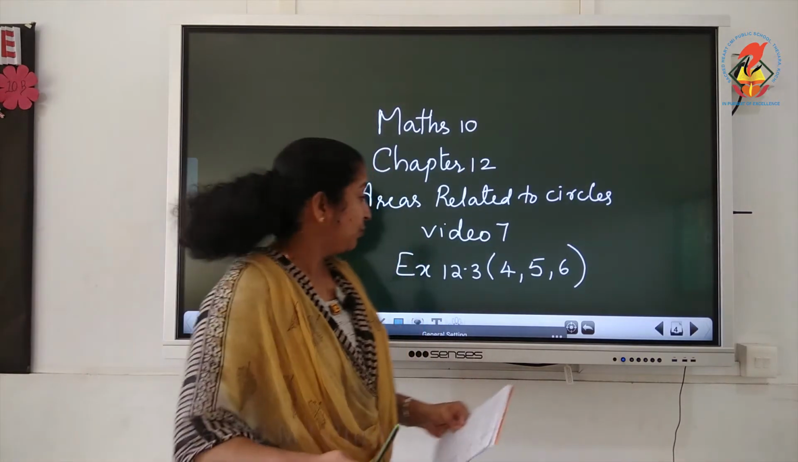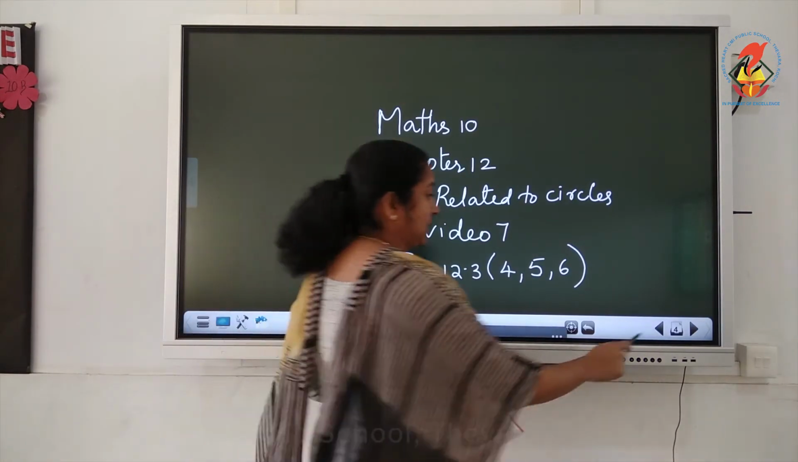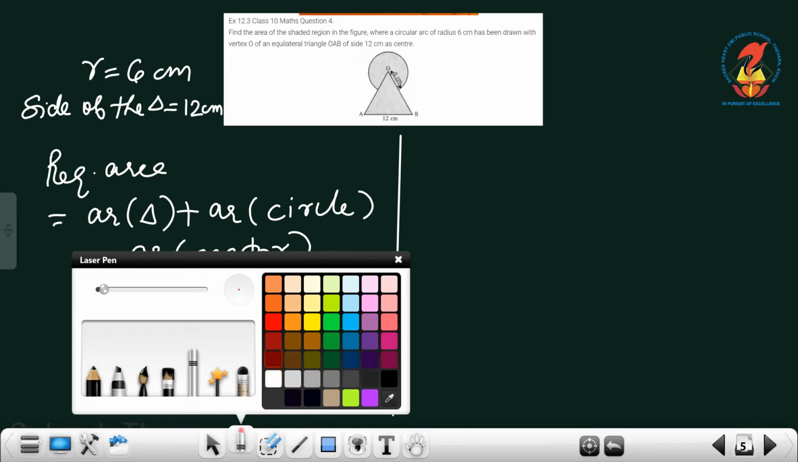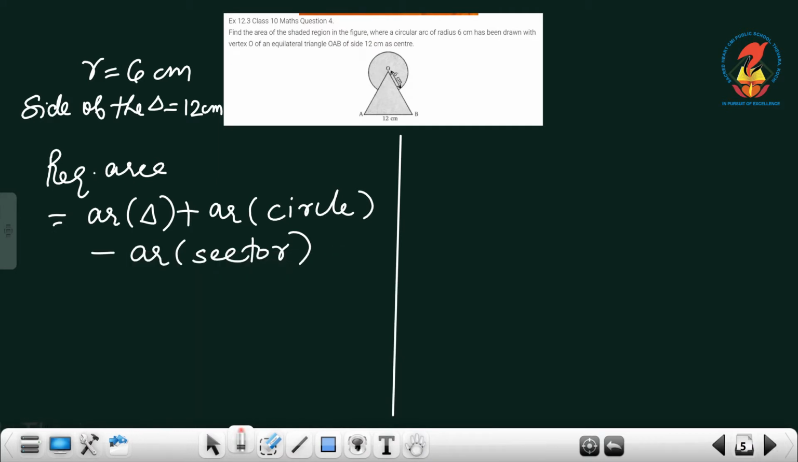Exercise 12.3, 4th, 5th and 6th questions. Fourth question, find the area of the shaded region where a circular arc of radius 6 cm has been drawn with vertex O of an equilateral triangle OAB of side 12 cm. So, the full figure is shaded, so you have to find the area of the triangle plus area of this part.